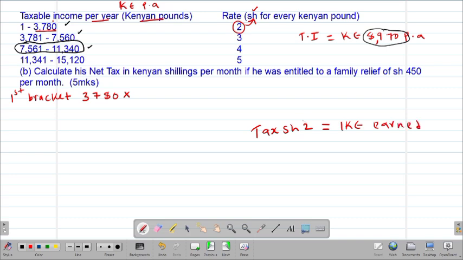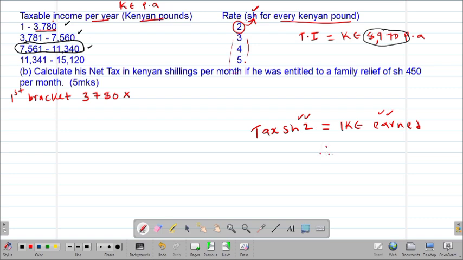So a tax of 2 shillings is being paid for every 1 Kenyan pound earned. That is what this particular rate means. So the first value that you are given here represents the values that are on this side. For example, in the first bracket, a tax of 2 shillings is being paid for every 1 Kenyan pound that is earned.